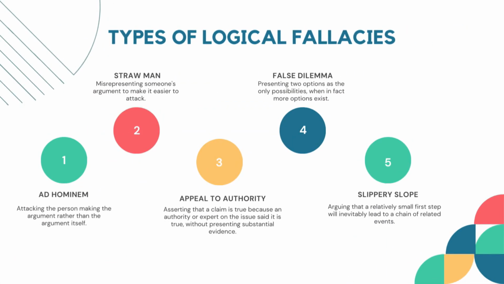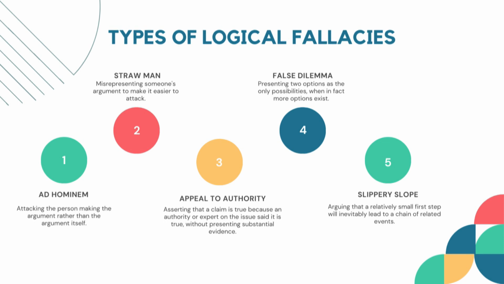Types of logical fallacies. Ad hominem: attacking the person making the argument rather than the argument itself. Straw man: misrepresenting someone's argument to make it easier to attack. Appeal to authority: asserting that a claim is true because an authority or expert on the issue said it is true, without presenting substantial evidence.